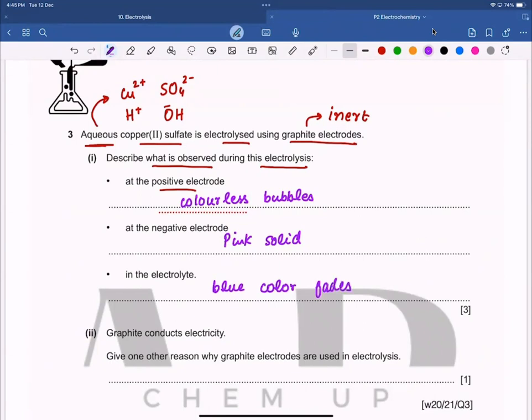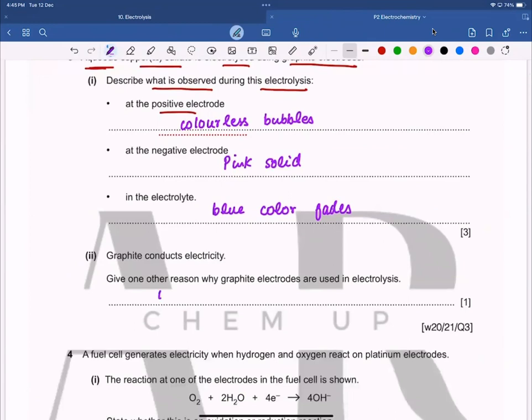Okay. Now graphite conducts electricity. Give one other reason why graphite electrodes are used in electrolysis. Because they are inert electrodes. Why are we using them? Being inert. Otherwise, we would use an active electrode. So the other reason is that they are inert, or instead of inert, you can write they do not take part in the reaction, or do not react.